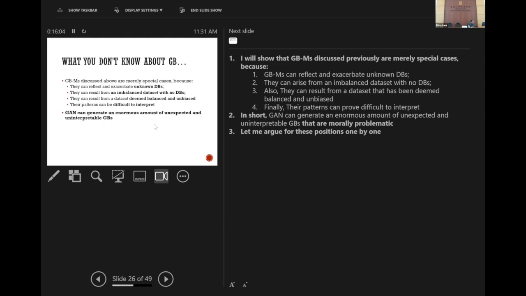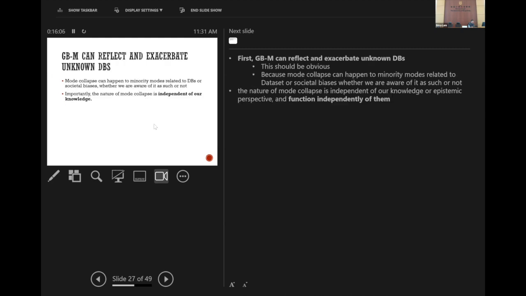Let me argue for each of these claims. So first, GBMs can reflect and exaggerate unknown biases. I hope this should be quite obvious because mode collapse can happen to minority modes that are associated with dataset or societal biases, whether we are aware of them as such or not, right? And this is because the nature of mode collapse and the process of mode collapse just work independent of our knowledge or epistemic perspective.